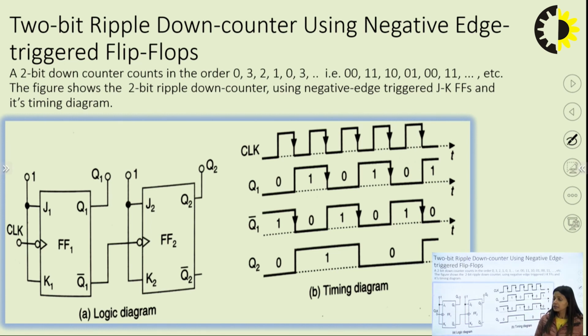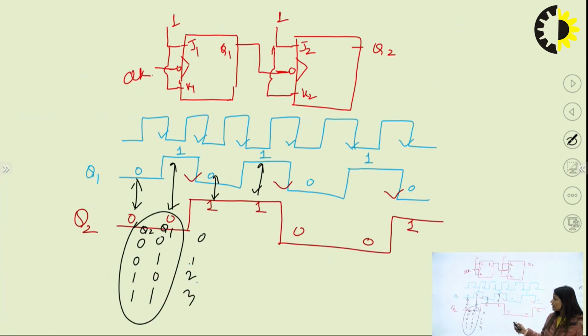Now, a 2-bit ripple down counter using negative edge triggered flip flops. As I have explained, this is the counting, that is Q2, Q1: 0 0, 0 1, 1 0 and 1 1. That means I have taken two flip-flops. First is J1, K1 and second one is J2, K2.